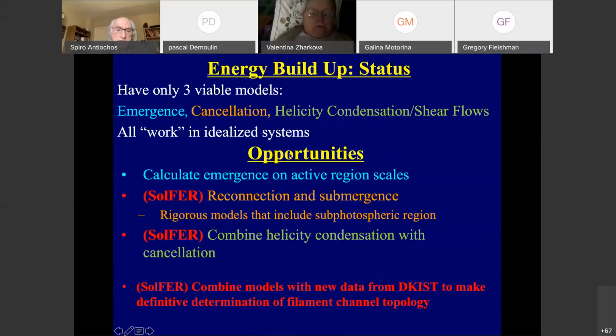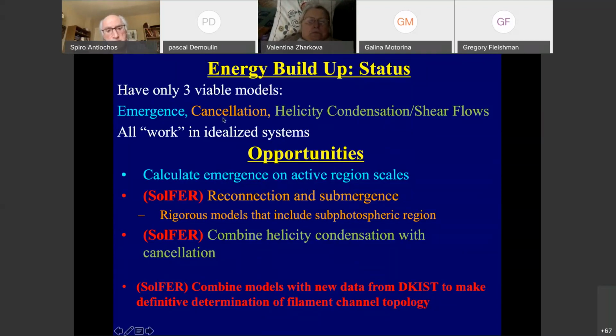What I see as opportunities, well, for the emergence, what we really need to do is to calculate emergence on active region scales. The simulations I showed you are for small, pore-type structures. James is now working on active region scales, and let's just see if he does a big region, do we get the same result that you need to have a breakout reconnection to give you an eruption, and what would be the structure of the filament channel when you do emergence on an active region scale.